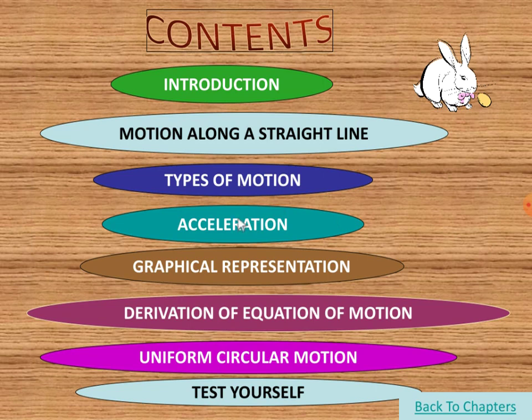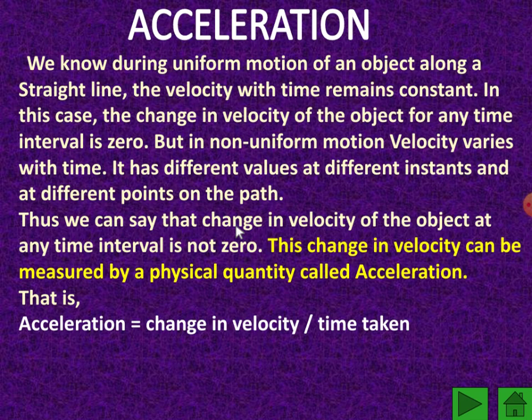Yes, next let's try to learn about acceleration. If the object is not moving with the same speed, then we will call that type of motion as having some acceleration. If the body is moving with the same speed, then we will say that the acceleration of that object is 0. We know during uniform motion of an object along a straight line, the velocity with respect to time remains constant.